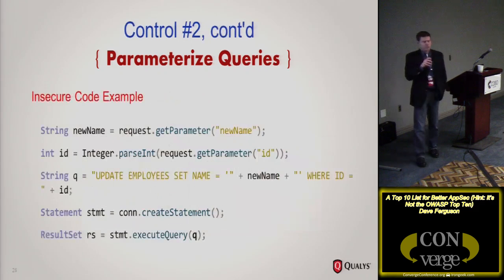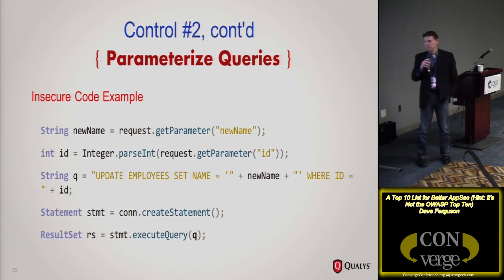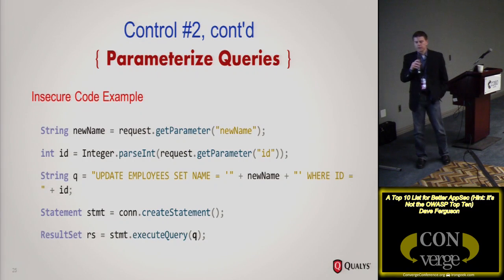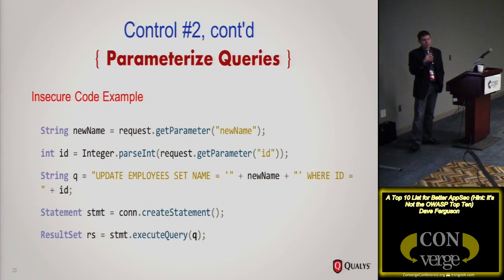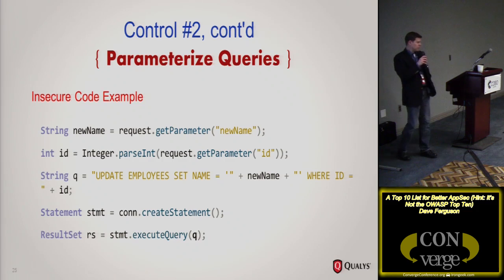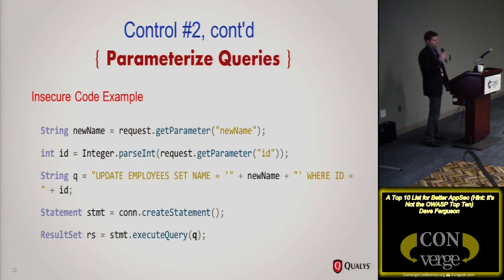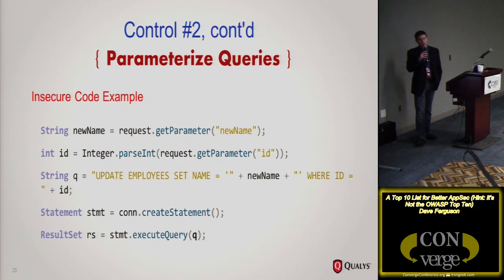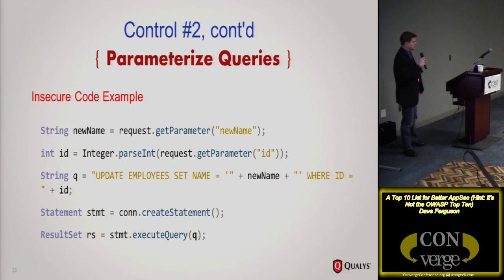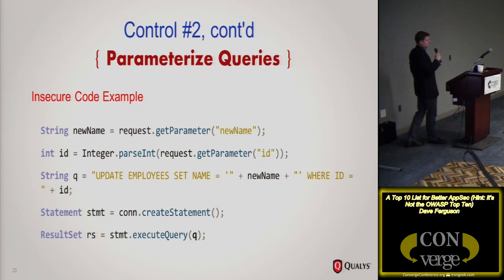I think the best way to illustrate parameterizing queries is with a code example. So I have some Java code here, and we have a couple of inputs coming into the application from the HTTP request. We have a new name parameter and an ID parameter. Those get stuffed into a string variable and an integer variable. Then string concatenation on the third line is being used to build a SQL query. And so this is the very insecure part.